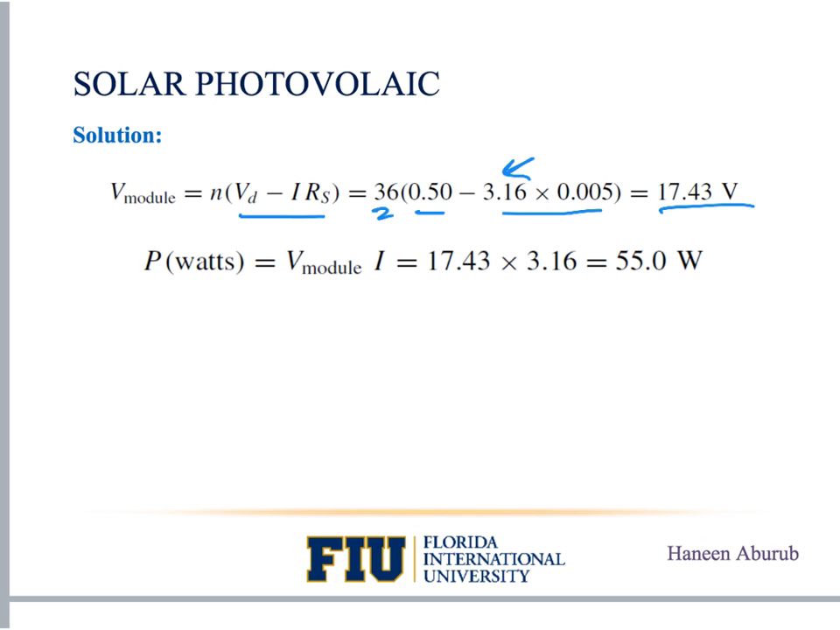What about the power? The power is the voltage in the module multiplied by the current. The current is 3.16 and the voltage we just calculated is 17.43 volts, which will give you 55 watts.